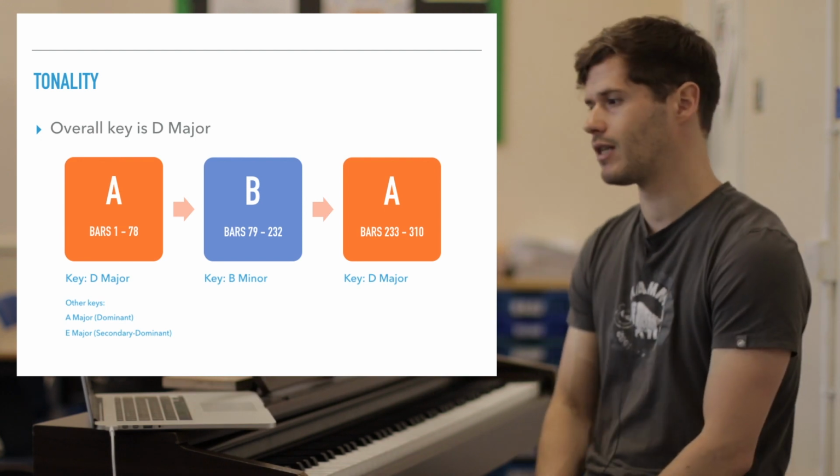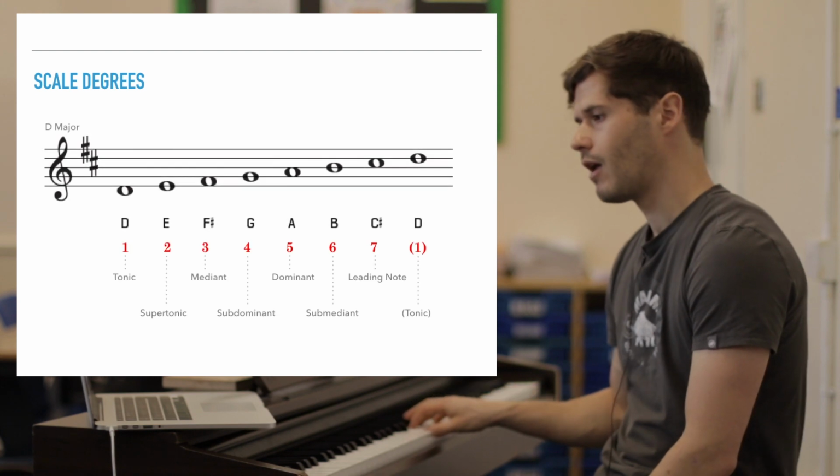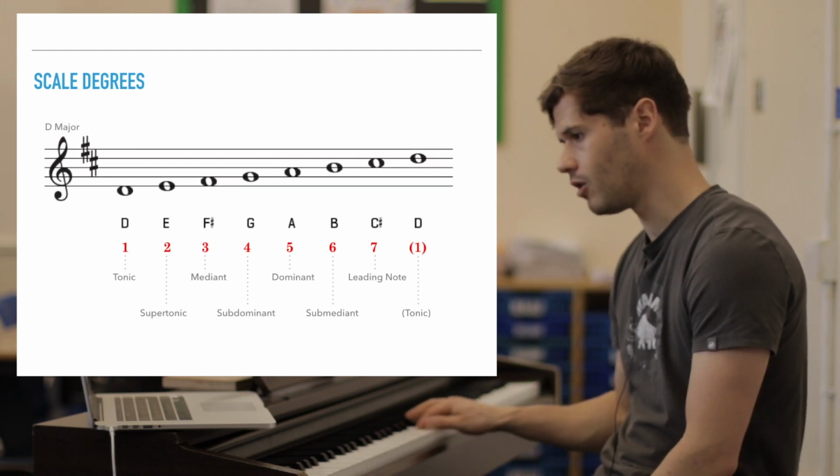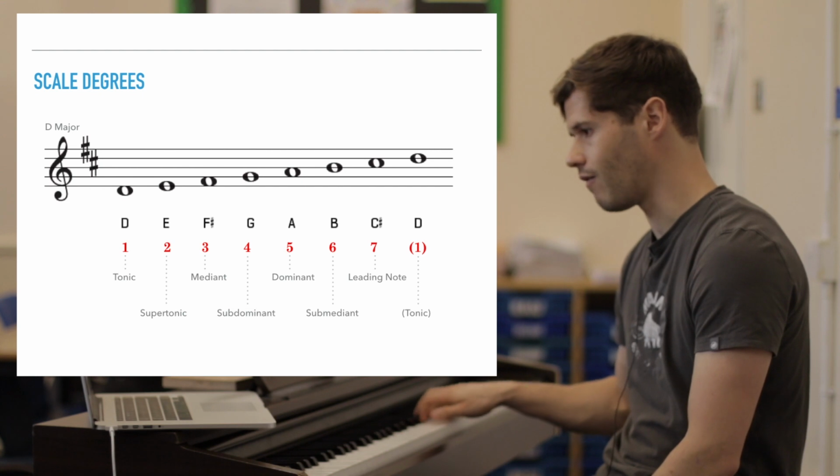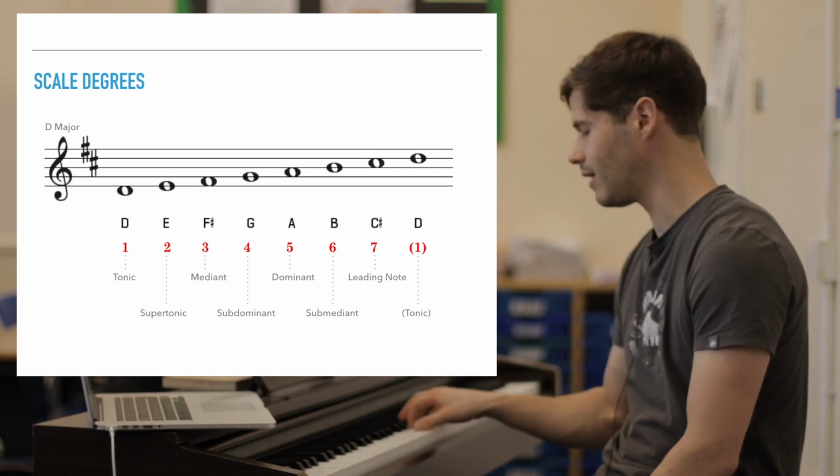We've got scale degrees here of D major. D is the first degree of the scale, and then we go up 1, 2, 3, 4, 5, 6, 7, and then 1 again. So these are the scale degrees.